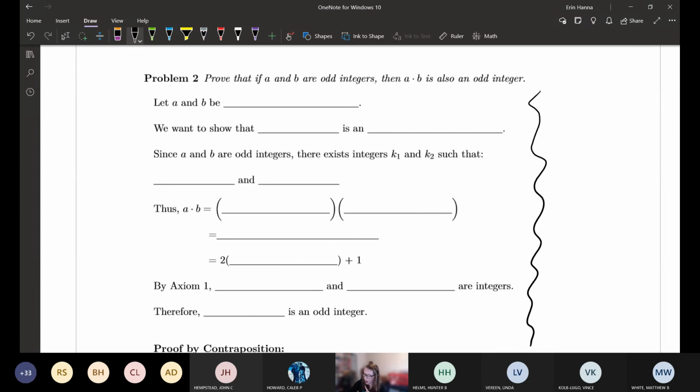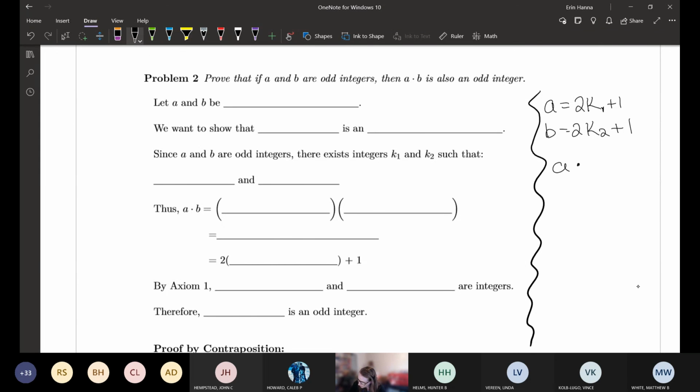So if a and b are odd, we're going to use the definition of odd to say that they can be written as 2k sub 1 plus 1, and then 2k sub 2 plus 1. So remember, that's just the definition of odd.